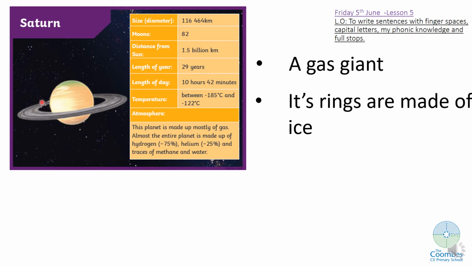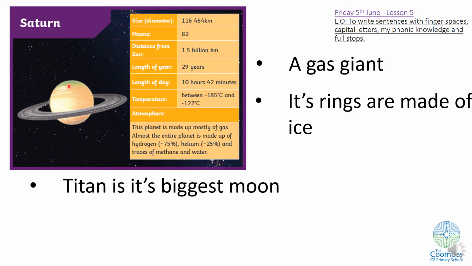You see these things going round, we call them rings, and these rings around Saturn are made up of ice. So it's lots and lots of ice in our solar system that have come together to make rings around Saturn. Saturn is greedier than Jupiter. It has 82 moons. Its biggest moon has got a name and we call it Titan. So Titan is Saturn's biggest moon.